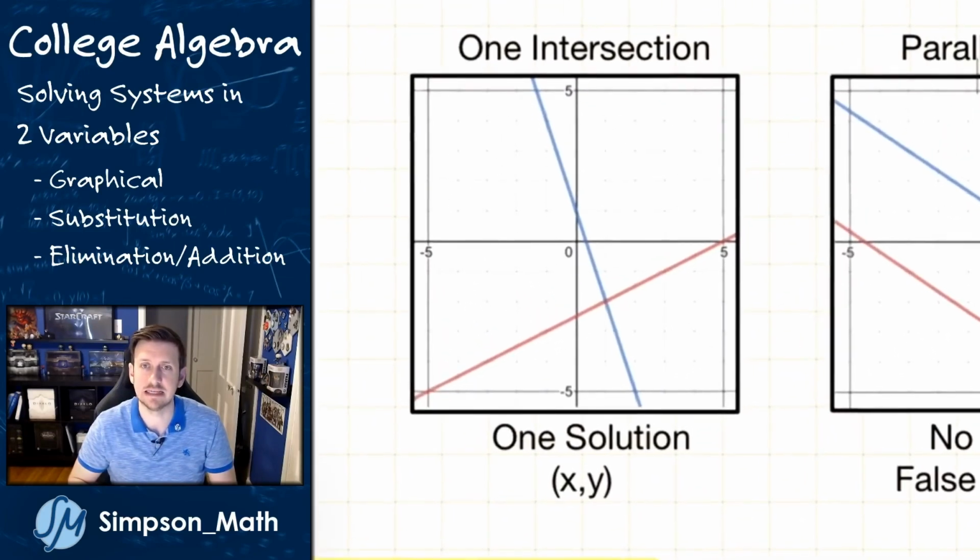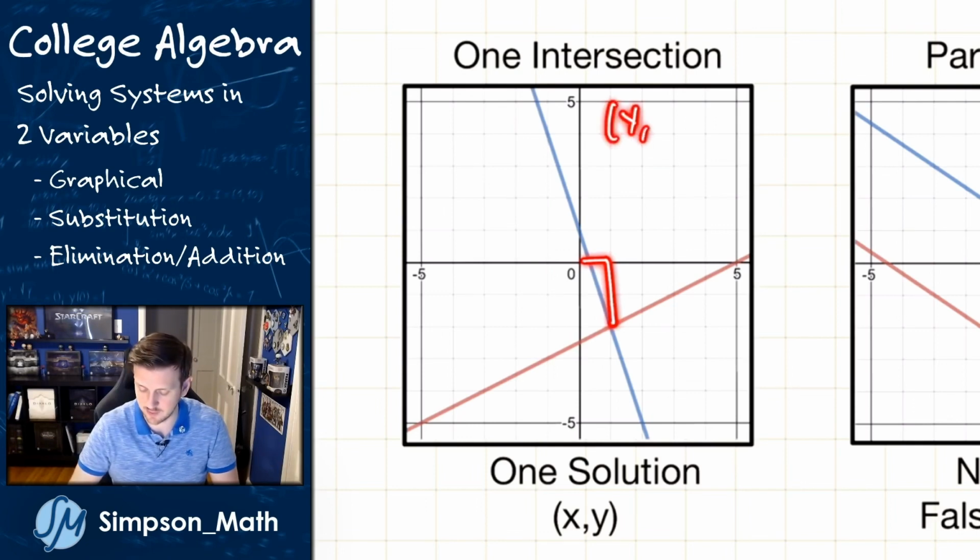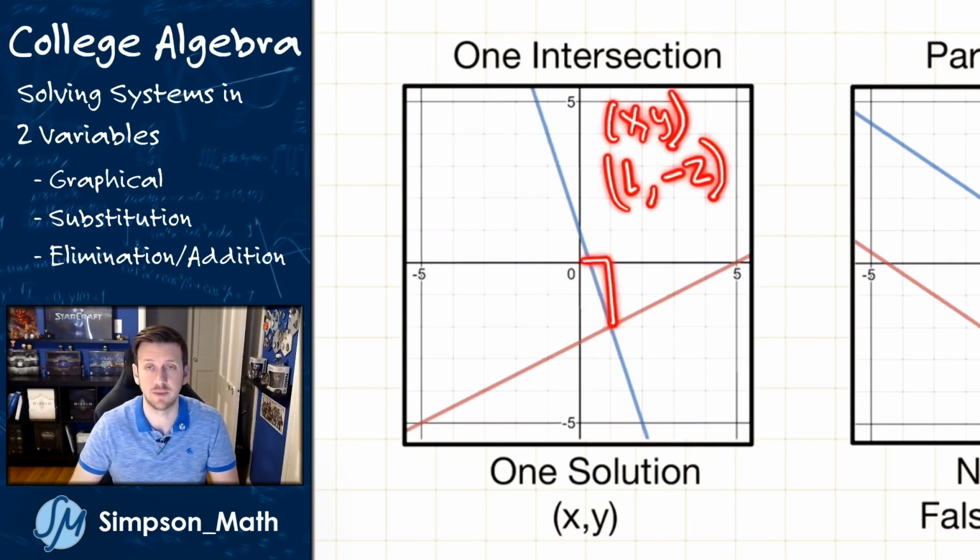So the first option is that I can have one solution, and that occurs when we have one intersection. So if I have this blue line intersecting with this red line, it intersects at this point. Now remember, we reference points on an xy grid as an ordered pair, x comma y. And in this case, it's an x value of 1 and a y value of -2. And we put parentheses around that to denote that it's an ordered pair.